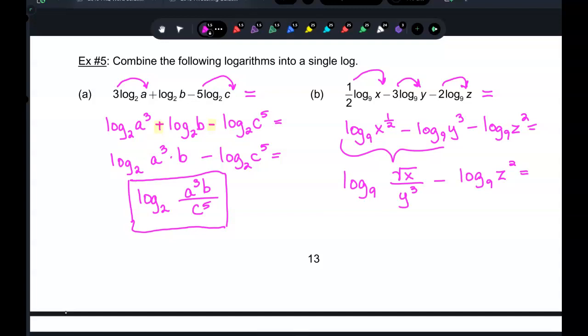So again, some of you might ask, can I combine this all at once? So again, anything with a subtraction is going to turn into something in the denominator. So for the last step, I'm going to have log base 9 square root of x over, so it's going to be y cubed z squared. Okay. And that is how we write them in a single log.